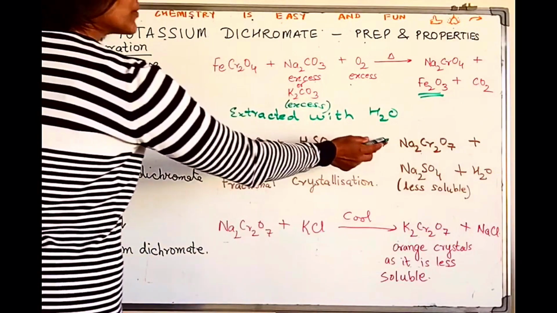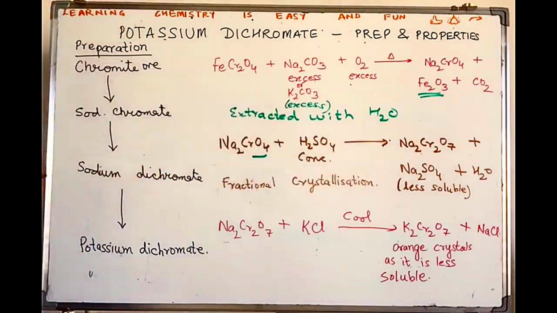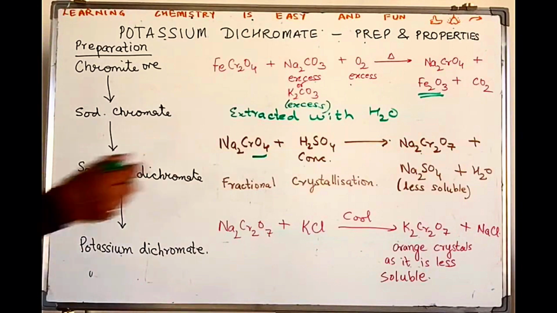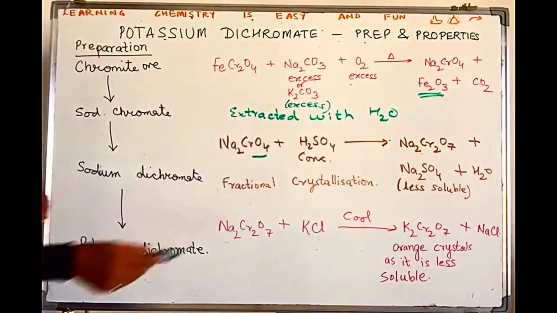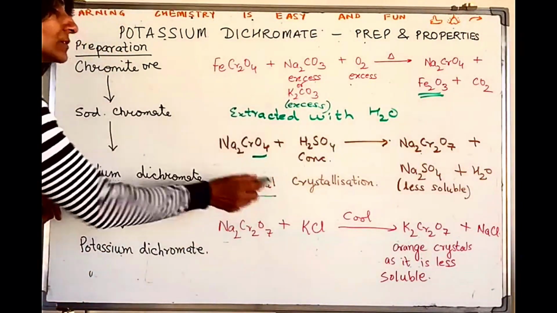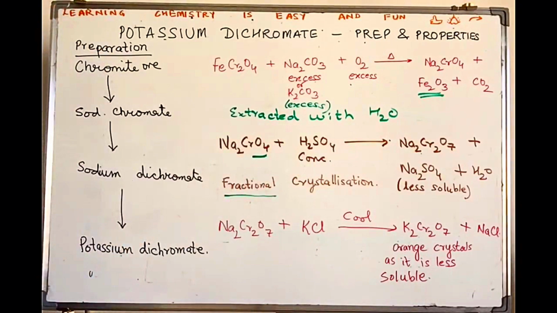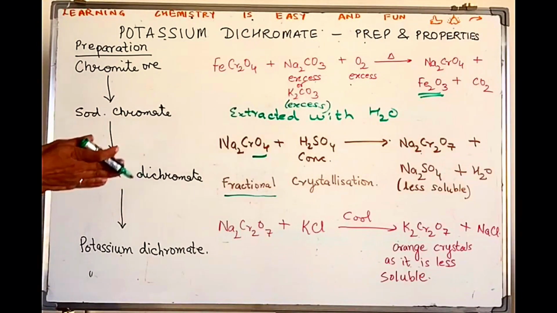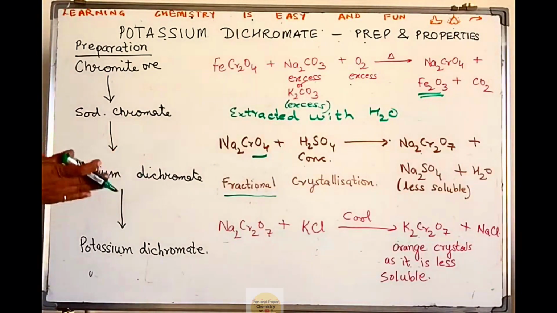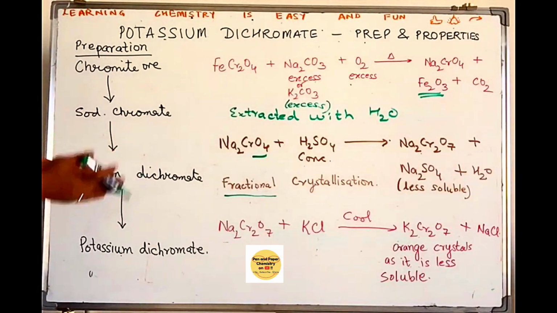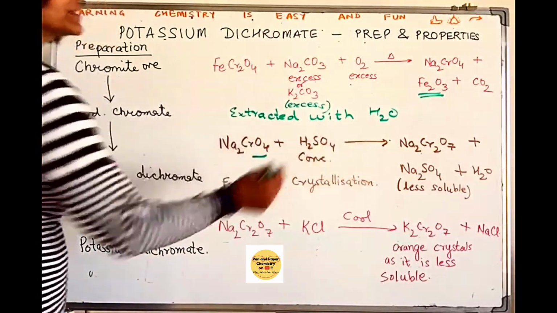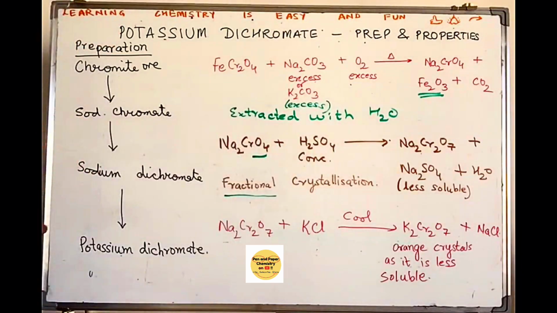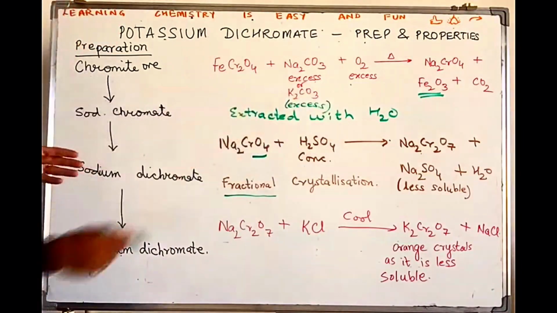Here again, if you see, there is a difference in their solubility. Sodium dichromate is more soluble in water as compared to sodium sulfate. So when we carry out the process of fractional crystallization, the rule of fractional crystallization is the substance which is less soluble will precipitate out first. So what will precipitate out over here? Very good. Sodium sulfate. What will remain in the solution is sodium dichromate.